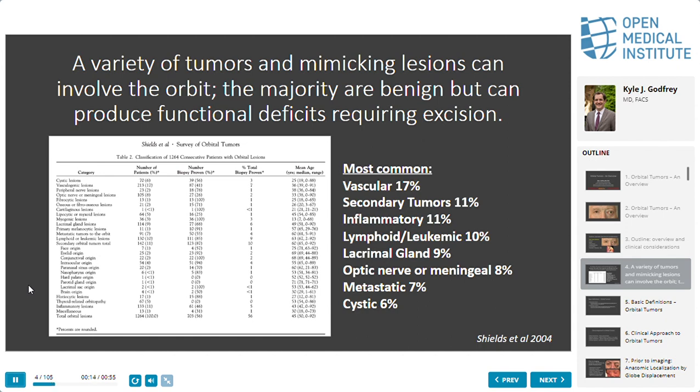So I'm going to focus this talk mostly on true orbital tumors, not as much on some of the mimicking lesions. This was a giant review from the Wills Eye Hospital in Philadelphia with the Shields group. They had basically seen about 1,200 orbital tumors, and I know this is a very small font, so it's impossible to read, but it broke down to the most common being vascular tumors, by far the most common. Then secondary tumors, meaning things that are either metastatic or invading from the adjacent sinuses, the conjunctiva, or the eye. Inflammatory lesions, which we won't spend as much time on today. Lymphoma and leukemia are probably the most common primary orbital malignancy that we'll see. Lacrimal gland tumors and so on down from there.